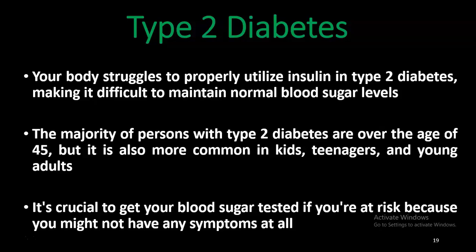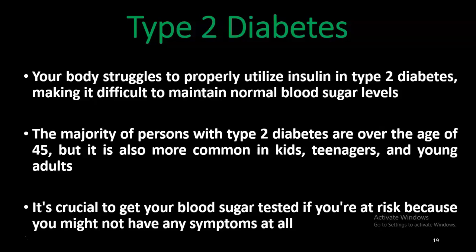The majority of diabetics, about 90 to 95%, have type 2 diabetes. It takes years to develop, and adults are typically diagnosed with it. The majority of persons with type 2 diabetes are over the age of 45, but it is also becoming more common in kids, teenagers, and young adults.